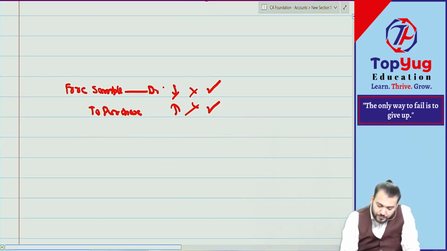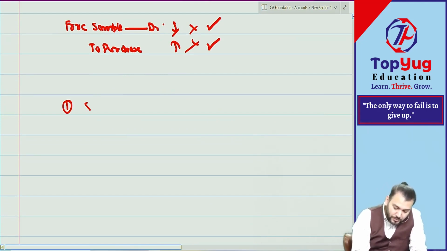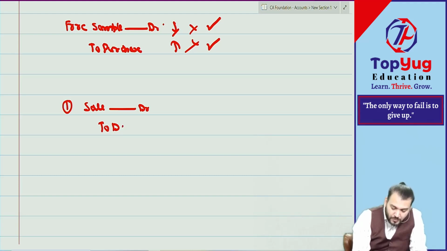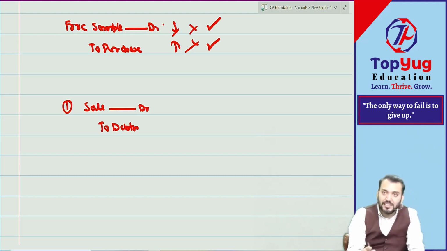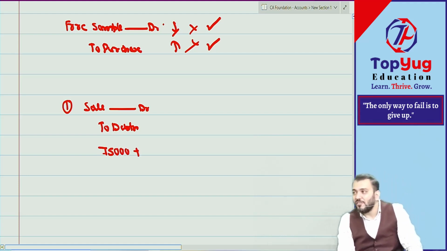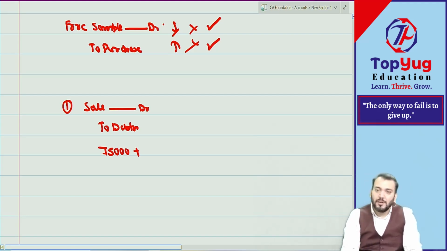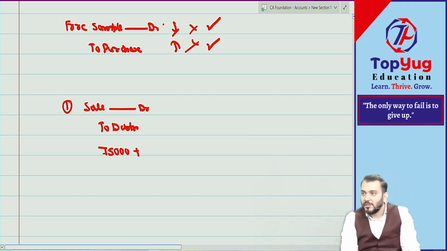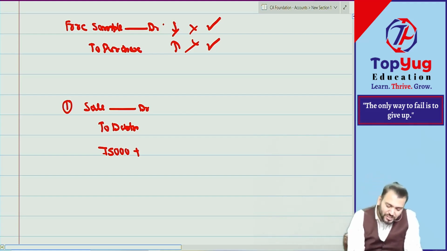First journal entry will be sales account debit to debtor. But at what price? Sale price. What is the cost price given? In this we'll add profit. Profit is given 1/3 of cost. So we'll apply 1/3 or 1/4? How many are saying 1/3? How many are saying 1/4? No, this is cost.